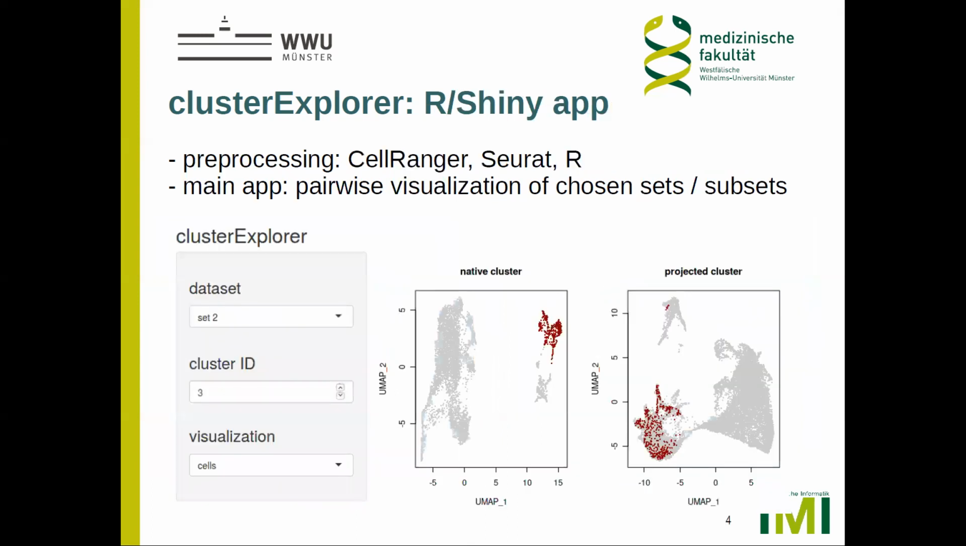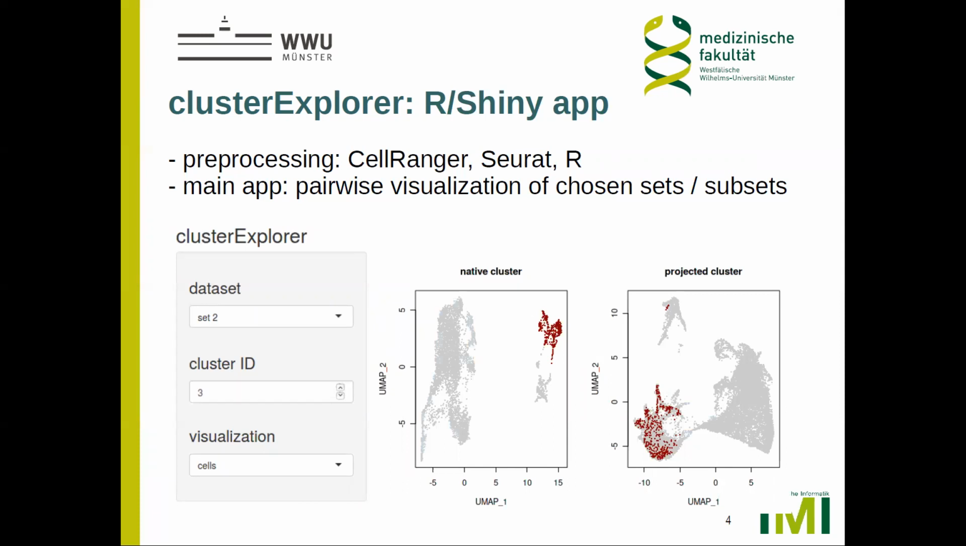And as I said, clusterExplorer is an R-Shiny app. It's built on a pre-processing step with Cell Ranger, Seurat, and R. And the main app is based on a pairwise visualization of a chosen set, let's say the big tumor set, and a subset, let's say a relapse data set. Here the relapse or the smaller data set is on the left side. You can pick any cluster that you're interested in. And this cluster is visualized in red. And it's now projected or traced into this bigger data set, and also depicted in red here on the right side.